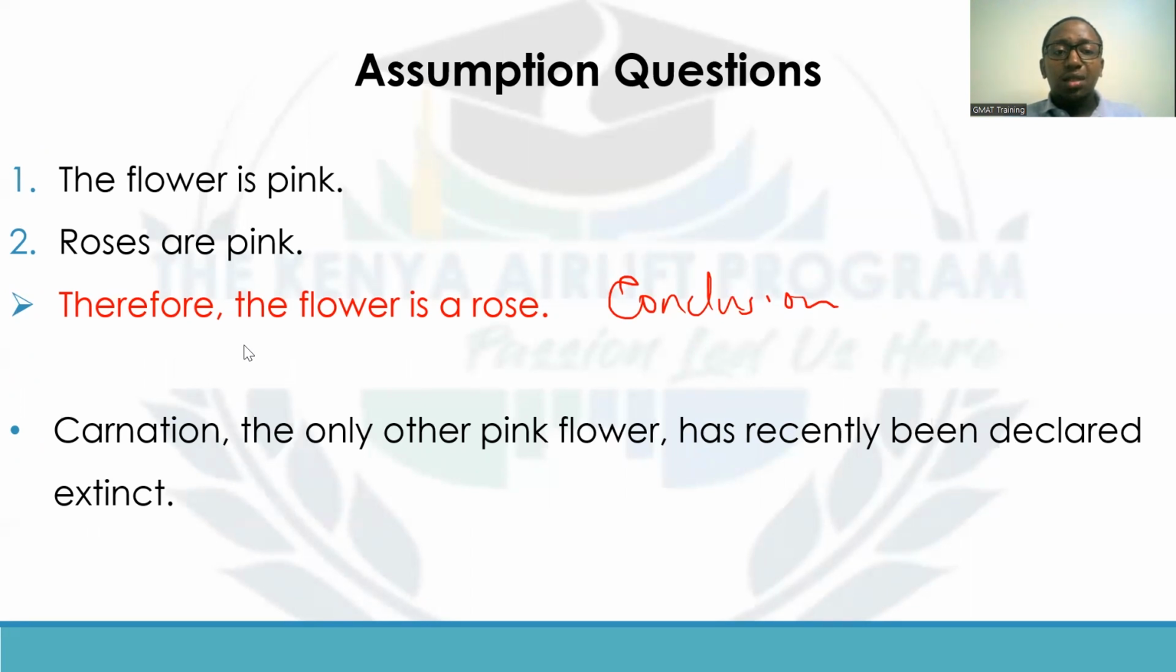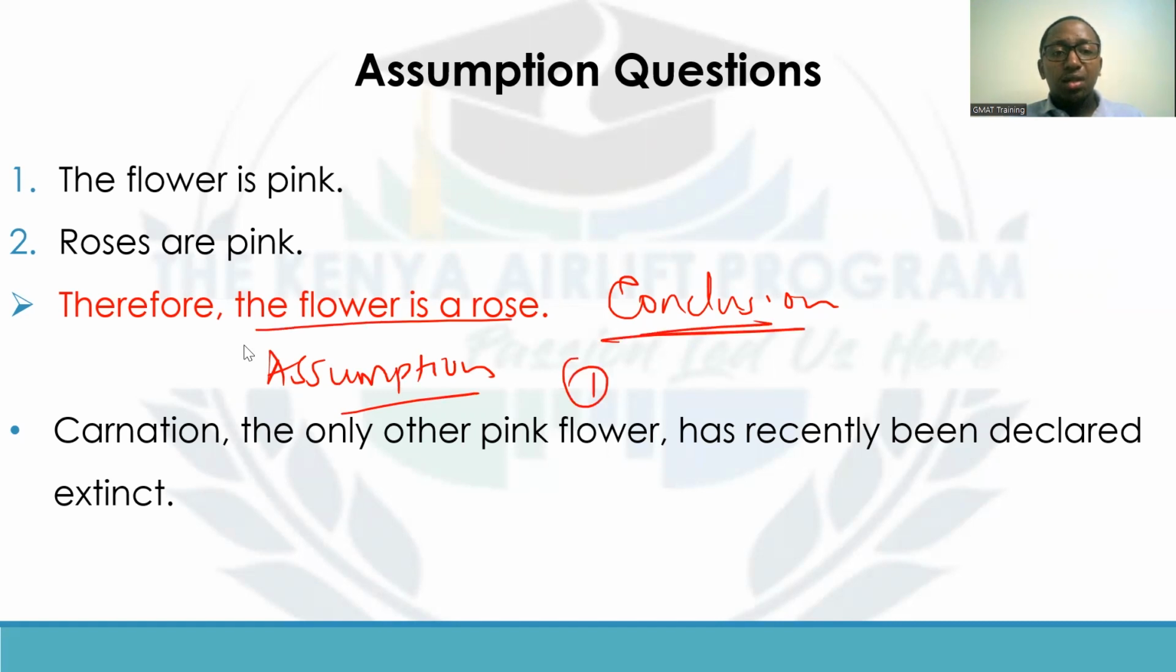For this case, if you are asked to find the assumption, remember that first of all, you find the conclusion. So the flower is a rose. Then you ask yourself, why? Why did the author conclude this way? It's because the flower is pink and we know roses are pink. So the author decided that the flower is a rose.